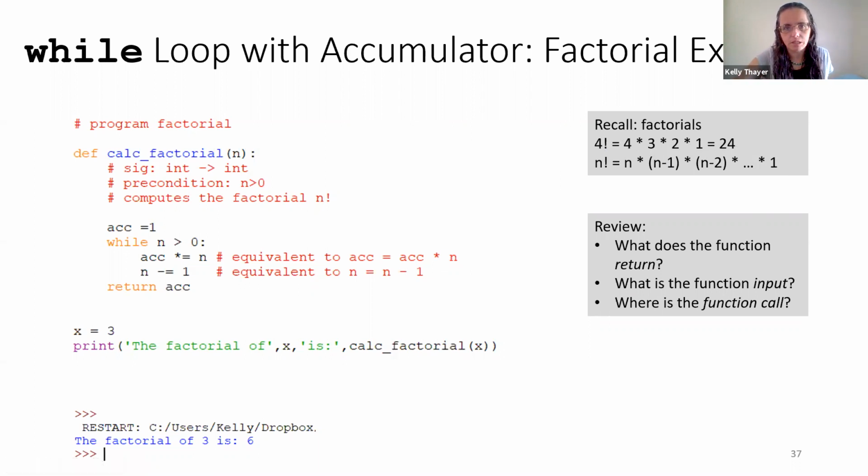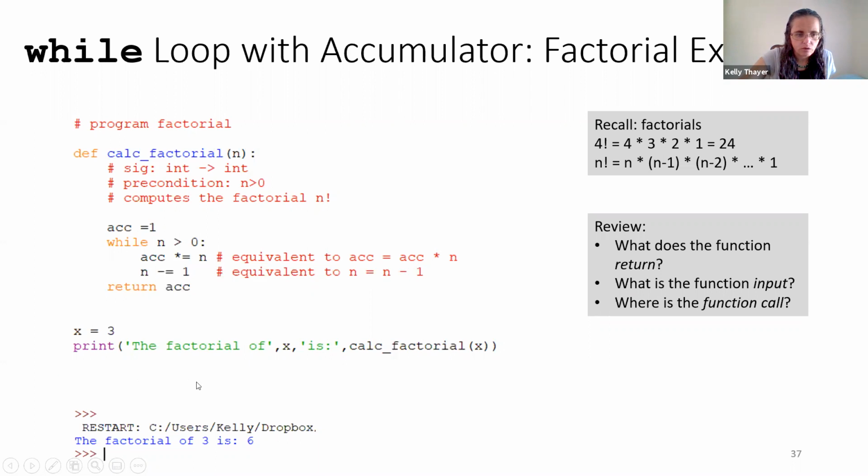So we could program this by using a loop. Here is what we're going to do. Our accumulator is going to start at 1, and while n is greater than 0, the accumulator times equals n, right? So this is augmented assignment. So this is going to be updated. Your accumulator is going to be the running product. Then we're going to decrement n by 1 to match this pattern over here. And then we'll return the accumulator.